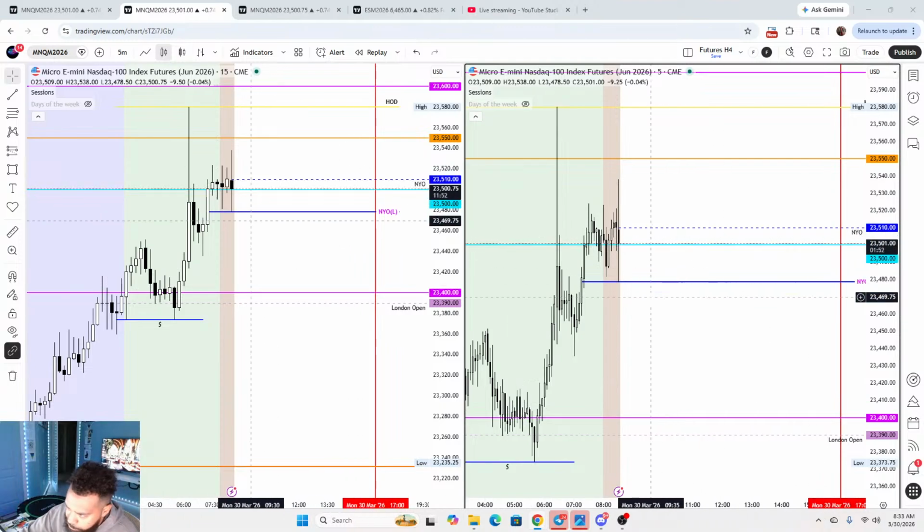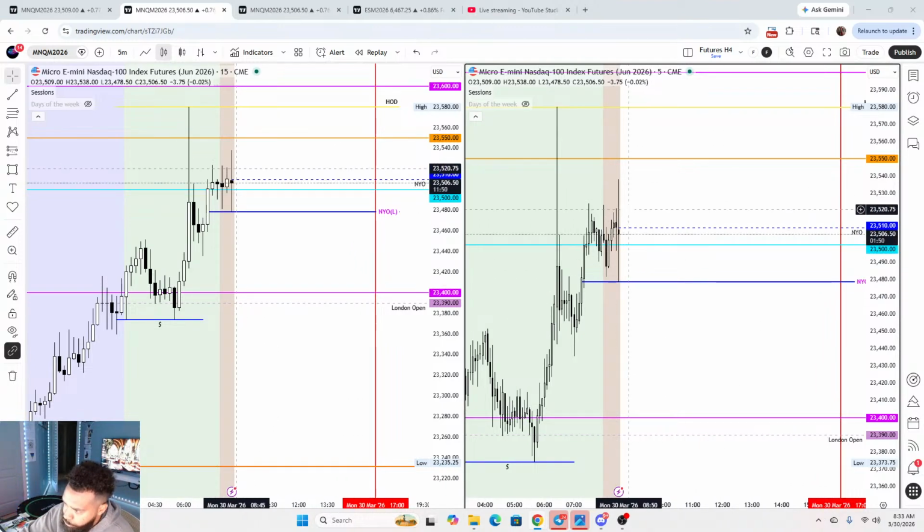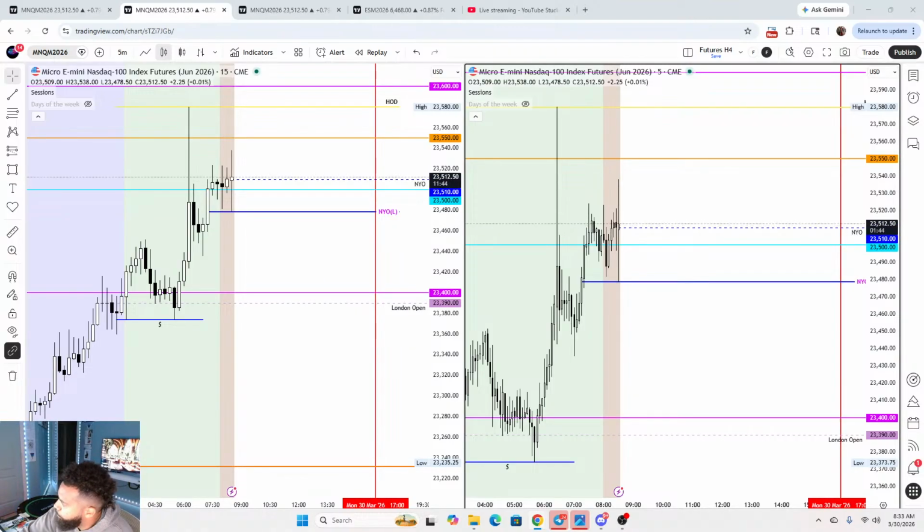So still just watching price here. Pretty nice draw on liquidity on the upside. So I'd like them to go take out the high side though. So let's see here. Something along these lines, but we'll be patient here.